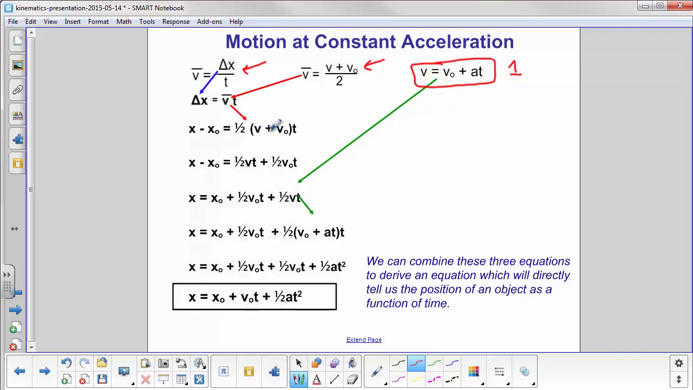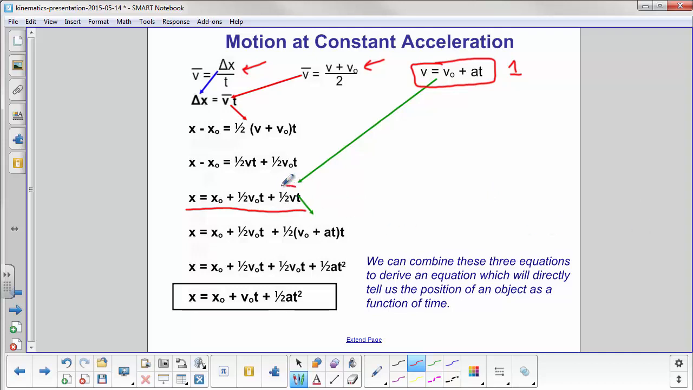Then we use the distributive property of math. We multiply through this 1/2. So you can now see we have 1/2 vt plus 1/2 v0t. Do a little rearranging here. Take this x0, put it on the other side. So at this point we have x is equal to x0 plus 1/2 v0t plus 1/2 vt.